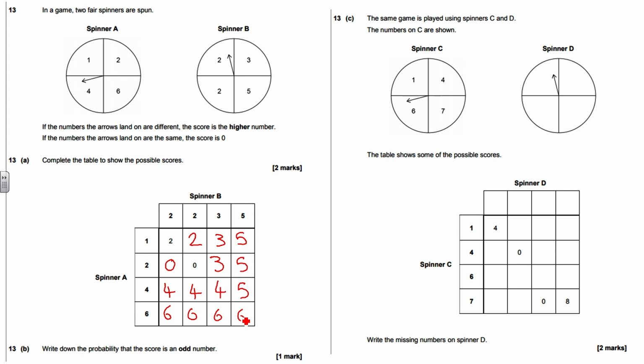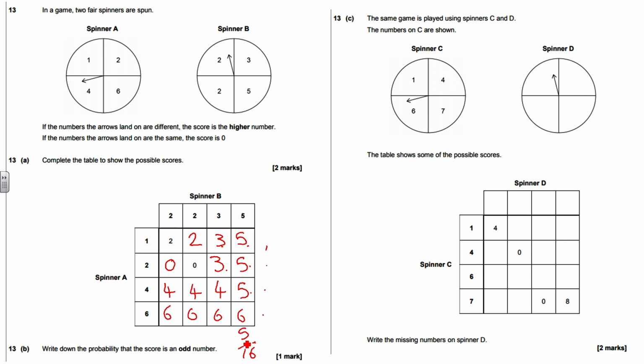What is the probability that the score is an odd number? So there's 4, 8, 12, 16 different outcomes. How many of them are odd? 1, 2, 3, 4, 5. There we go. 5 out of 16.